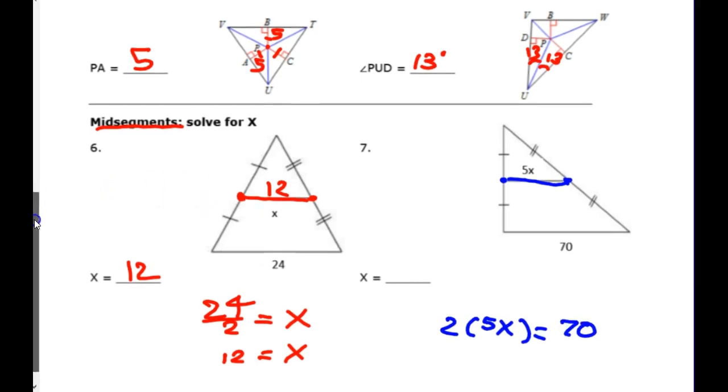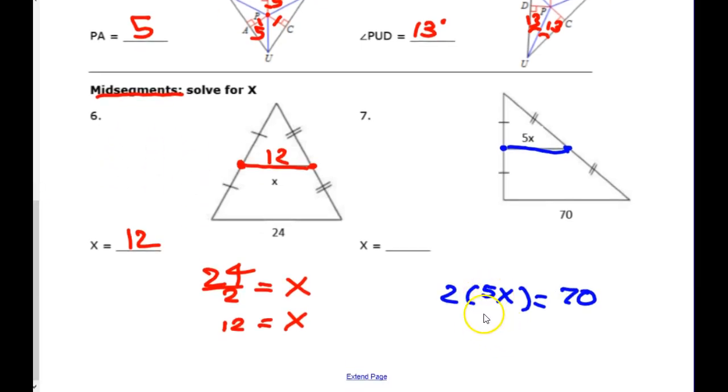Then all we have to do is solve this algebraically. 2 times 5x is 10x. That equals 70. And our last step to get rid of that 10 is to divide by 10. And we get for x, 7.